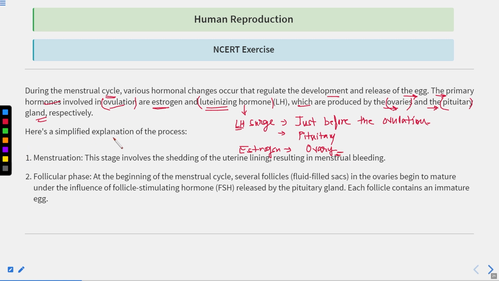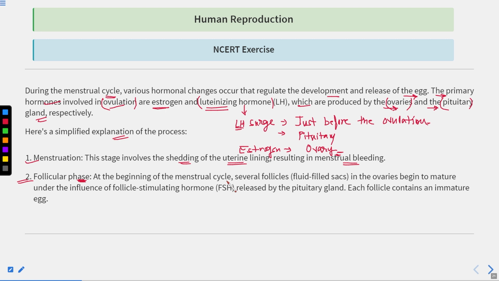Now let's talk about the menstrual cycle. What are the stages of the menstrual cycle? The first is the menstruation or the bleeding phase. Here there is the shedding of the endometrium, all right, and this results in the bleeding. Next is the follicular phase, also known as the proliferative phase. In this, the primary follicle matures, or gets transformed, into the Graafian follicle. So there is a maturation of the follicles during the follicular phase.